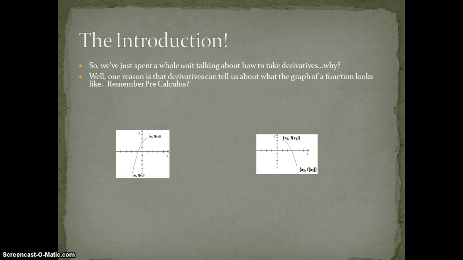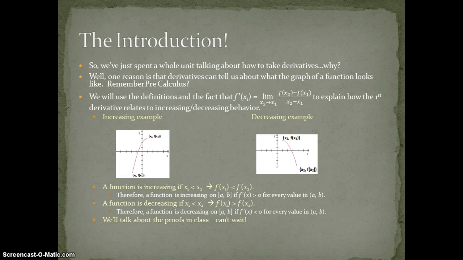Well, one reason that we take all these derivatives is that it tells us a little bit about what the graph of a function looks like. So remember pre-calculus when we talked about increasing and decreasing functions? Let's go back to our definitions and the fact that we defined f prime of x sub 1 as the limit as x2 goes to x1 of f of x sub 2 minus f of x sub 1 over x2 minus x1. Well, this derivative gives us a clue as to how we can relate that to increasing and decreasing behavior of a function.